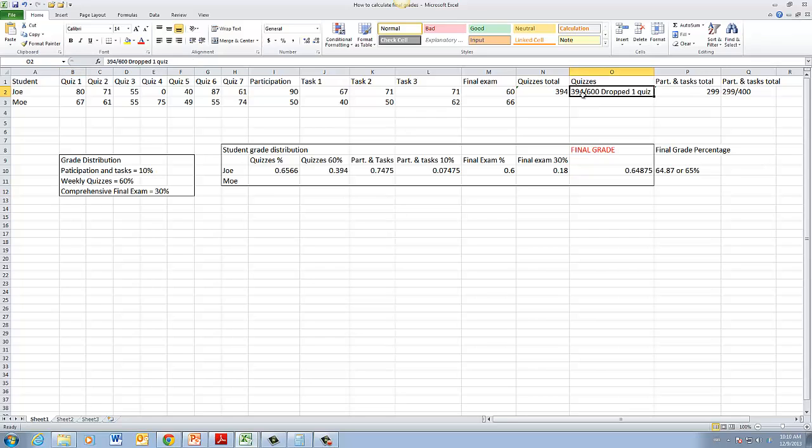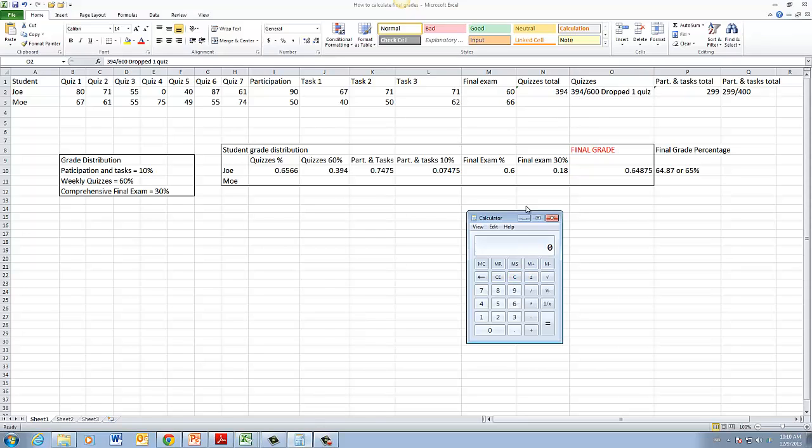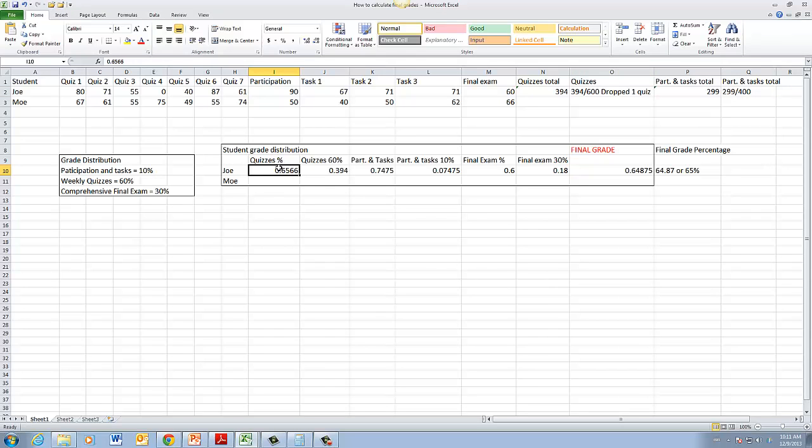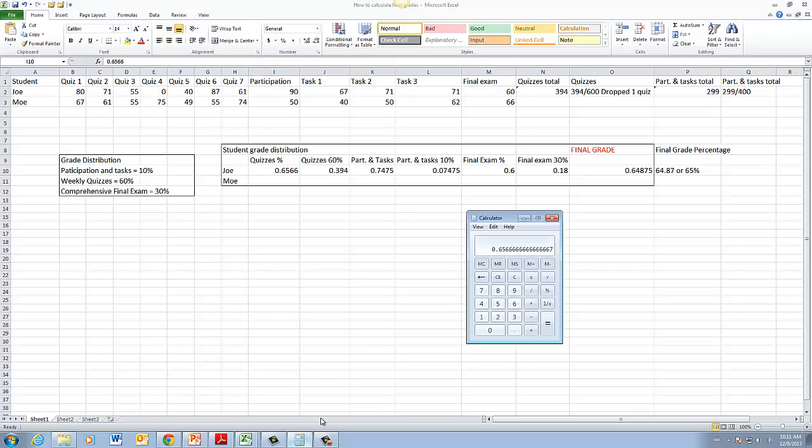Remember his quizzes, he got a 394 out of 600. So I'm going to calculate 394 divided by 600. And Joe got a .6566, which I'm putting here, percentage out of the quizzes. And remember, the quizzes are worth 60%. So what I'm going to do is simply take this total score and multiply by 60%. And so Joe got a .394 total for his quizzes.